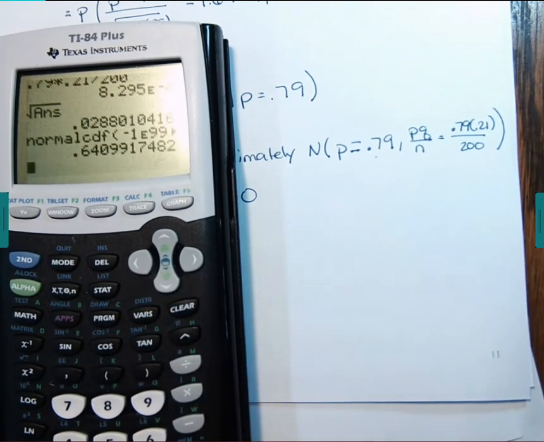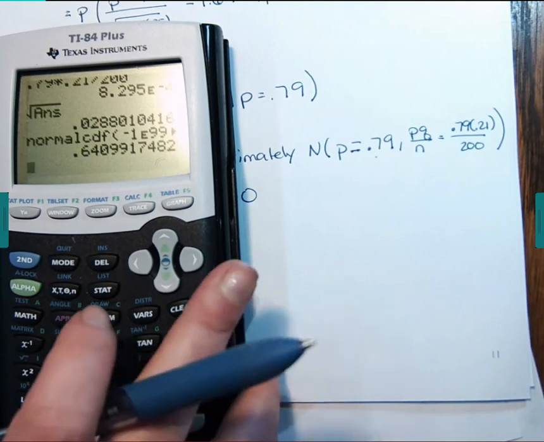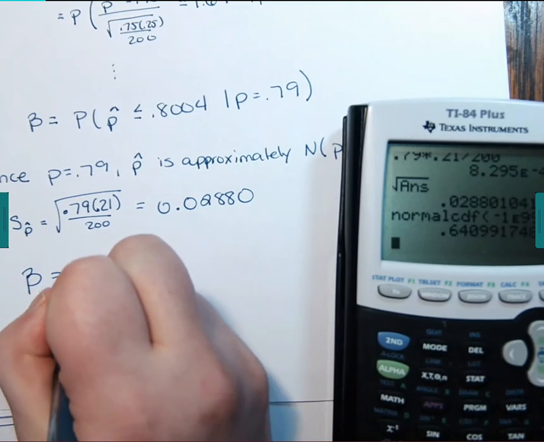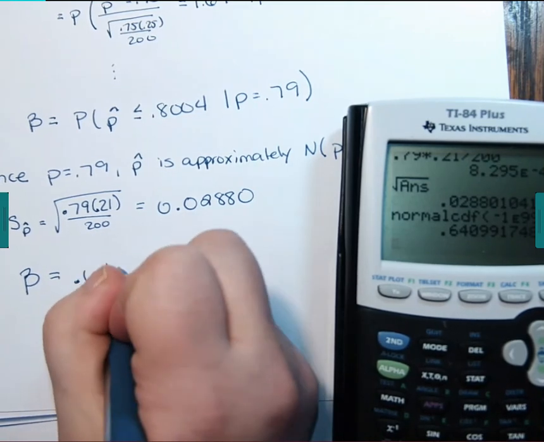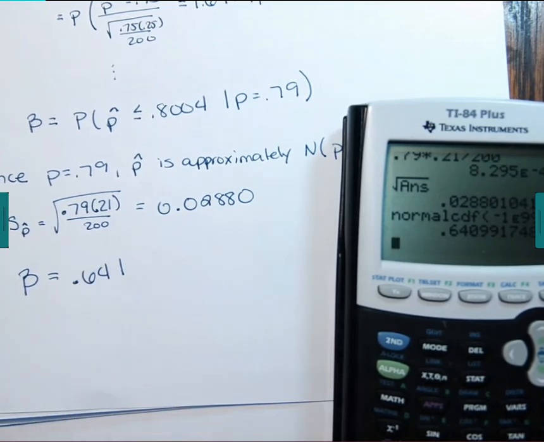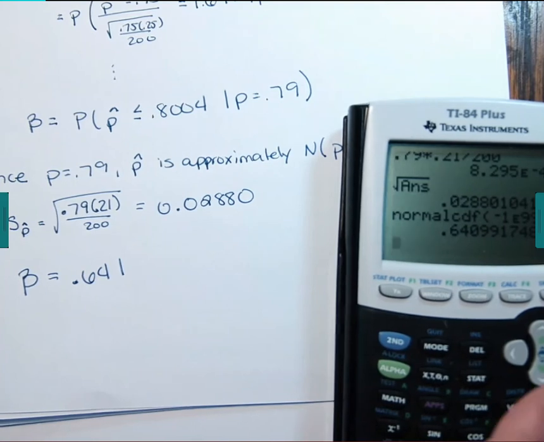And here is the probability for this one. So beta in this case is equal to 0.641, which is fairly large for a beta. So if we wanted a smaller value of beta, we would need a larger sample size, or a larger n.